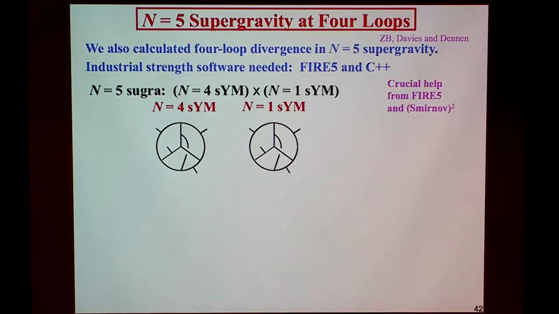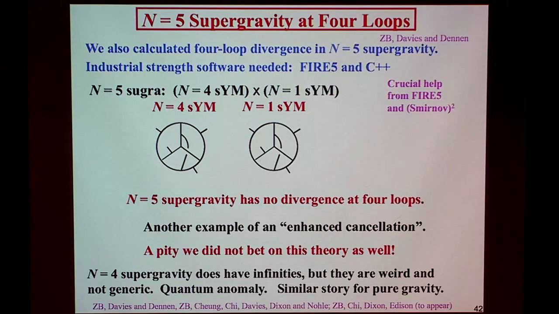We've also looked at other theories, this N equals 5 supergravity. This is not something you try at home. This is professional grade, industrial strength software that we needed help from some Russians. That's when you get really serious. C++. It's about 1 billion terms if you're curious. But we really wanted to know what the answer was. So we did the calculation, and it's exactly what you might have expected.